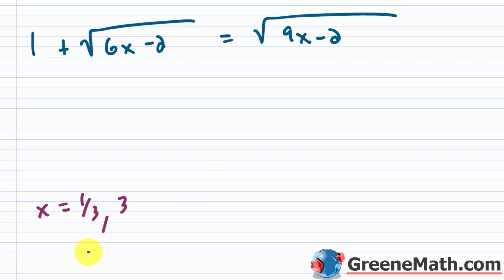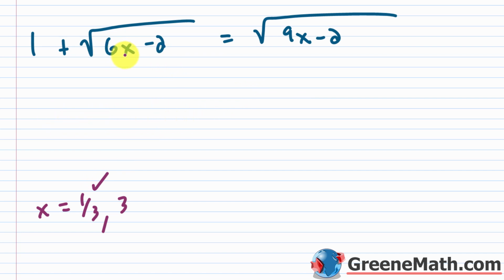I can plug in a 1/3 for x and see if that works, and a 3 for x and see if that works. So we have 1 plus the square root of 6 times 1/3 would be 2. 2 minus 2 is 0. So this is the square root of 0, which is 0. So this is just 1. That should be equal to the square root of 9 times 1/3 is 3. 3 minus 2 is 1. Square root of 1 is 1. So again, you're going to get 1 equals 1 here. So this one works.